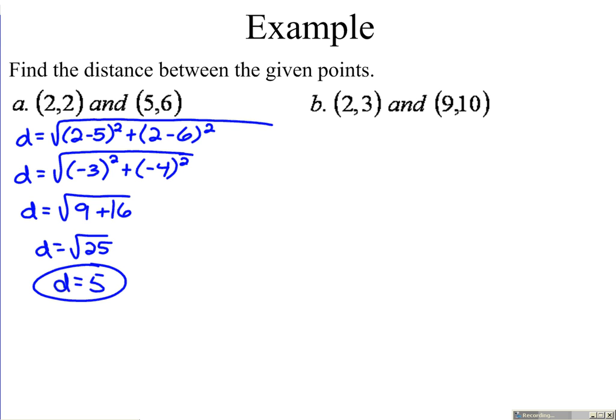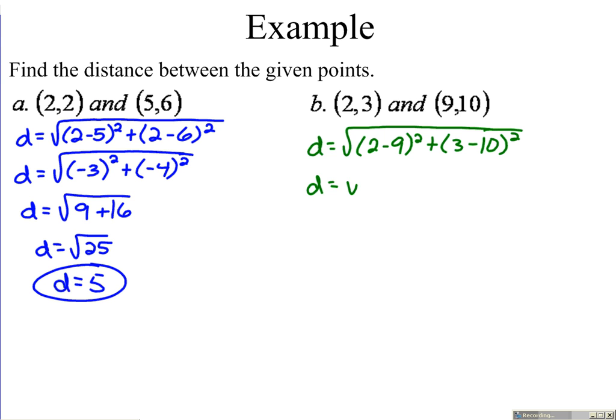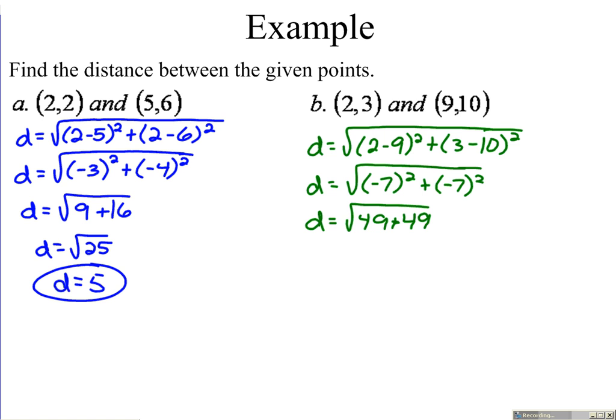Letter B. Find the distance between these 2 points. Distance. Difference in x's, 2 minus 9 squared, plus difference in y's, 3 minus 10 squared. 2 minus 9, negative 7. 3 minus 10, negative 7. Square each of those. Negative 7 squared is 49. Add them up. We get root 98. Now you need to simplify that as much as possible.